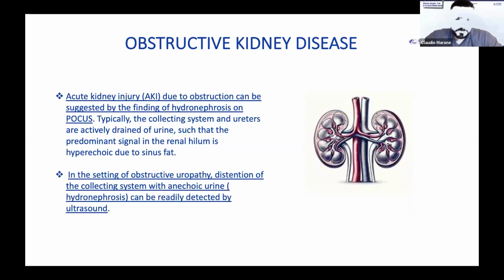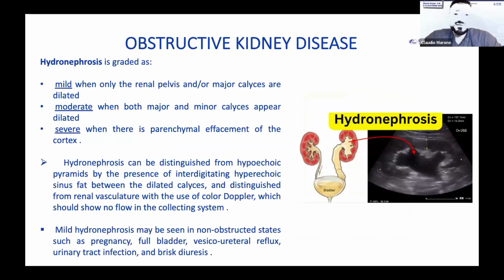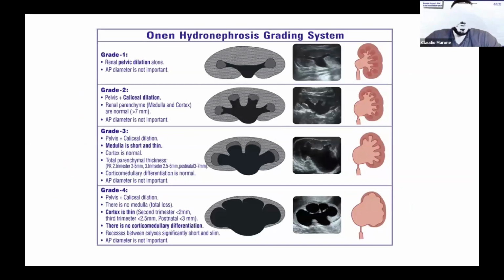We're going to look at the obstruction, and we're going to see the hydronephrosis, that is a lot of anechoic urine. And we have different grades of hydronephrosis, mild, moderate, and severe, or 1, 2, 3, 4. I mean, we have different classifications. But I mean, you have experience, and you can see from your clinic.